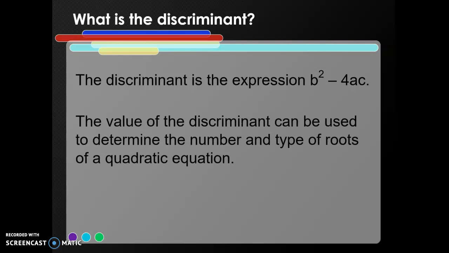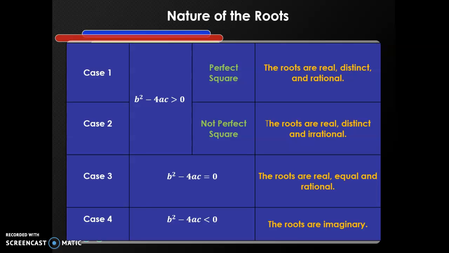So the value of the discriminant can be used to determine the number and the type of roots of a quadratic equation. In short, it discriminates the nature of the roots, right? It tells you what could be the possible values, or what is the nature of the possible roots of that particular quadratic equation. Now, these are the four cases of the nature of the roots, right?